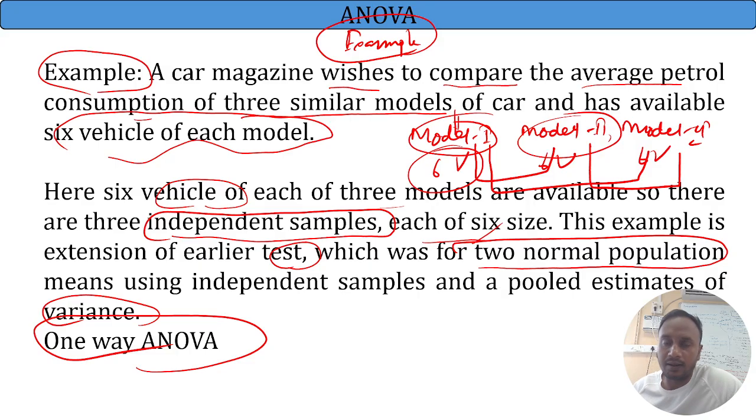Yes, sir. Before starting, I'm just trying to make the ground for where we can apply this. If you have a doubt anytime, just ask me. Okay.